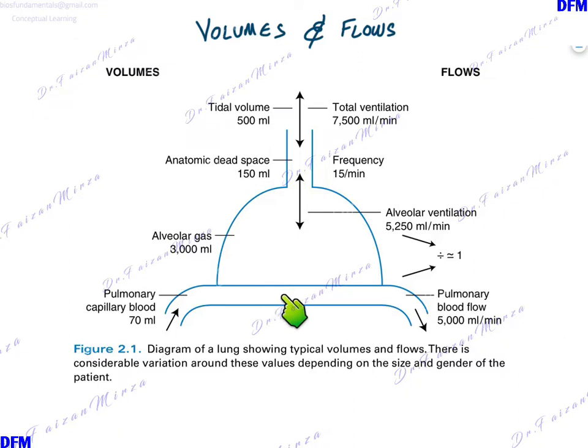crossing from this region. The flows, total ventilation includes 7500 ml of gas being exchanged through tidal volume. The frequency is 15 per minute, which means 15 breaths per minute. The alveolar ventilation, how much air gets exchanged here, is 5250 ml per minute approximately, keeping in mind that the pulmonary blood flow is about 5000 ml per minute. So these are the volumes and flows which we expect in our lungs.